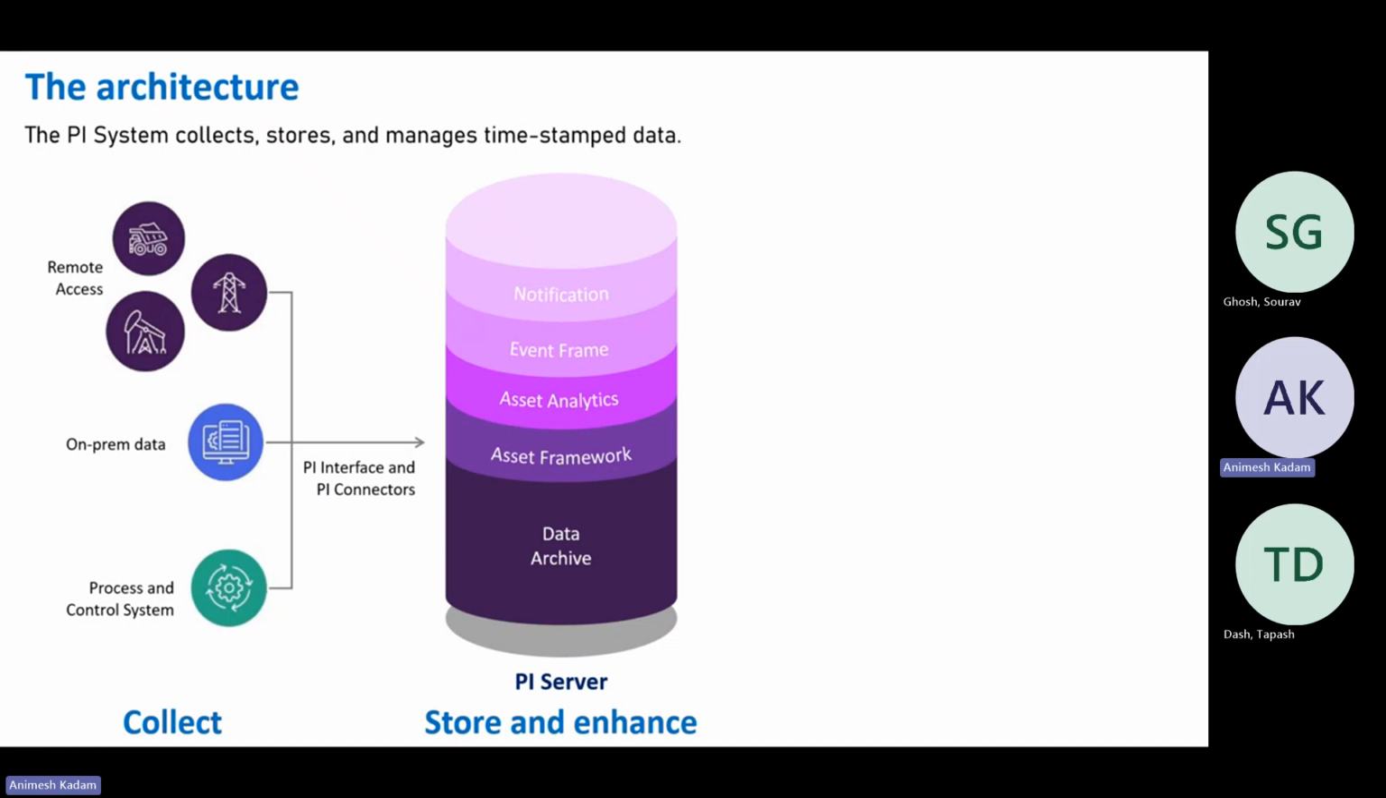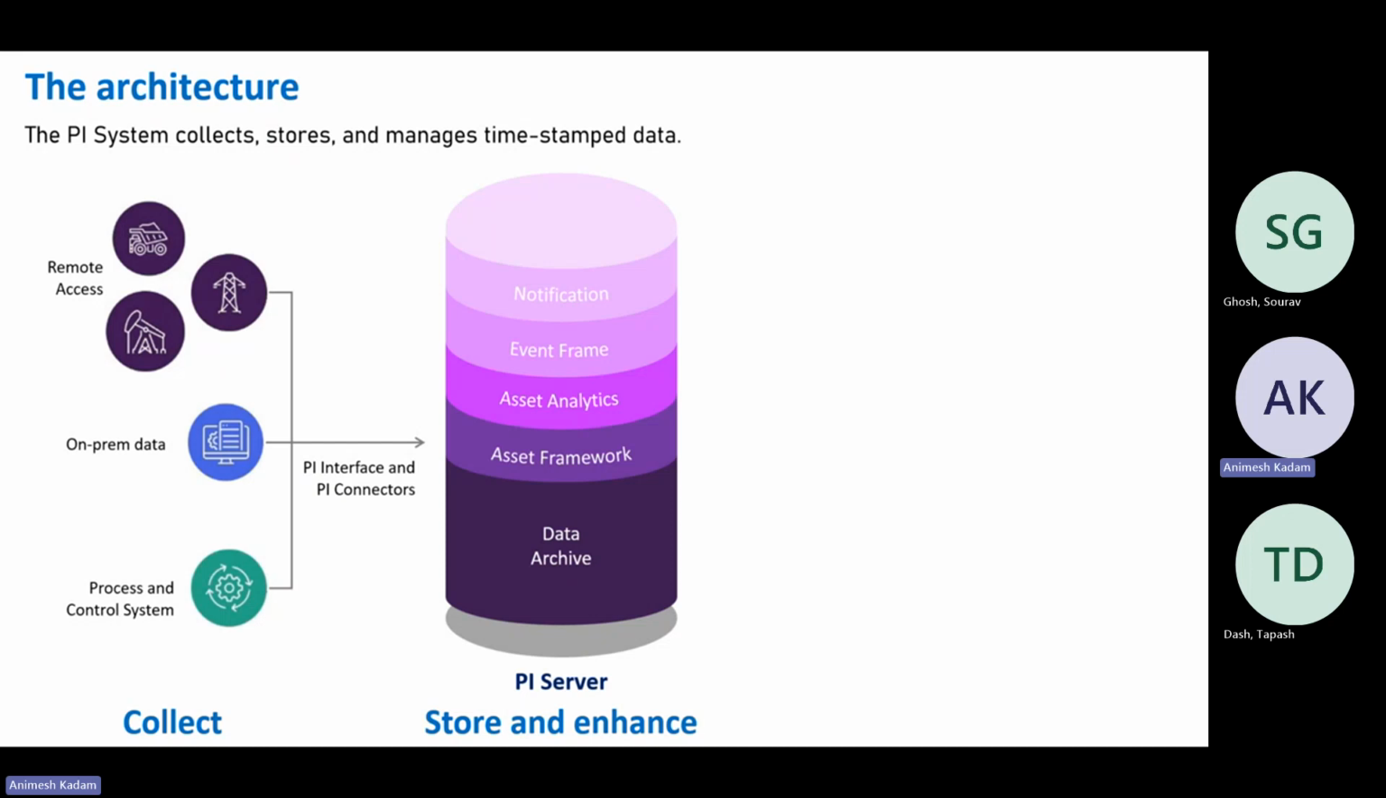Then we have event frames. Event frames are used to track events. What is meant by an event? An event can be anything. It can be a batch. A batch can be an event. Whatever has a start and end time and a trigger point, you can consider it an event.